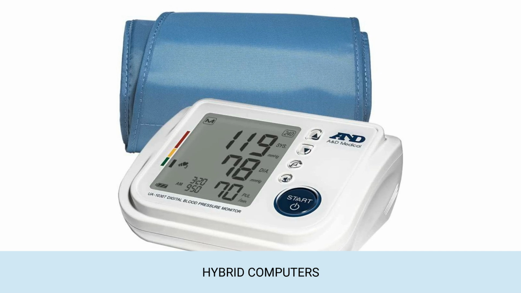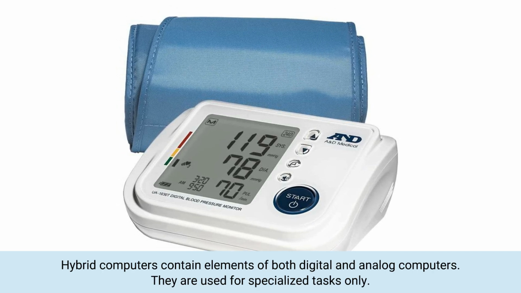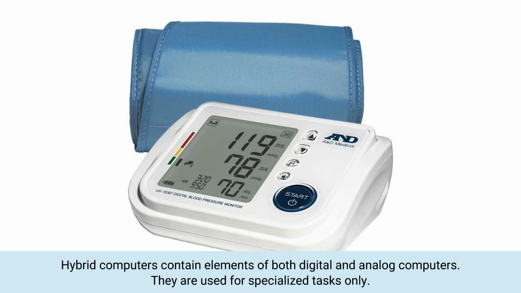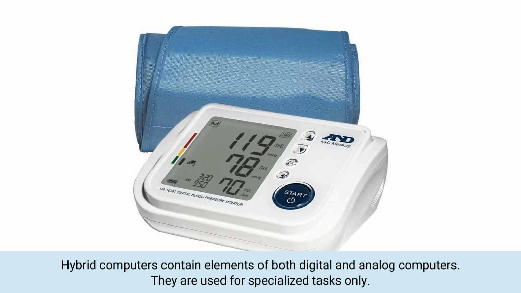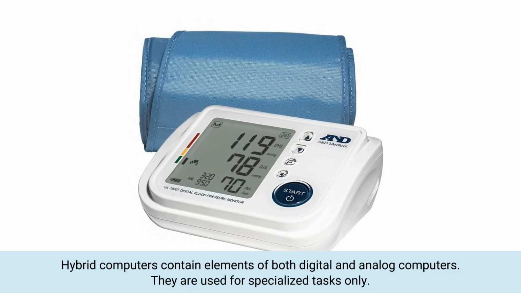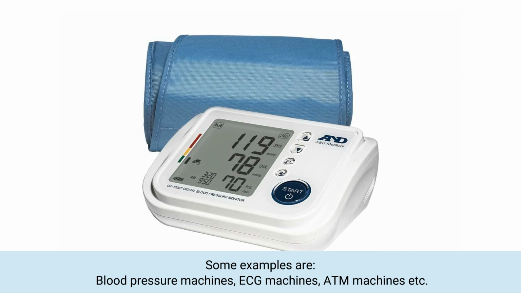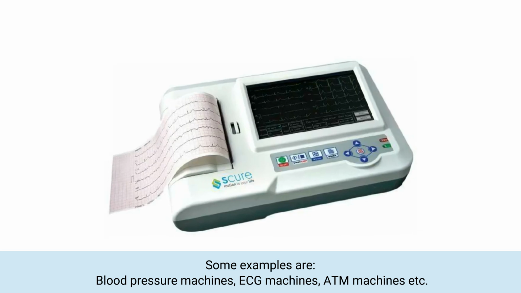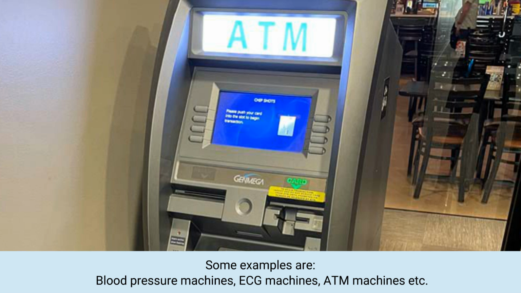Hybrid computers. Hybrid computers contain elements of both digital and analog computers. They are used for specialized tasks only. Some examples are blood pressure machines, ECG machines, ATM machines, etc.